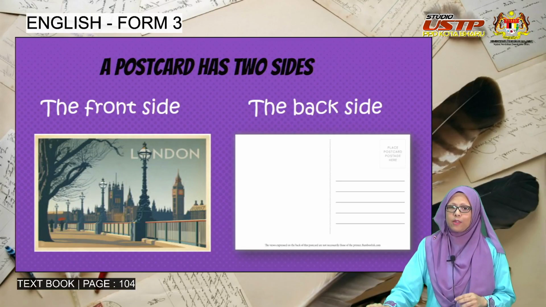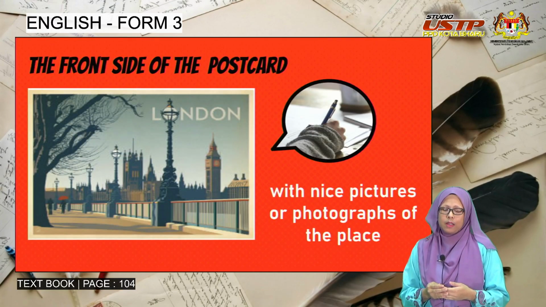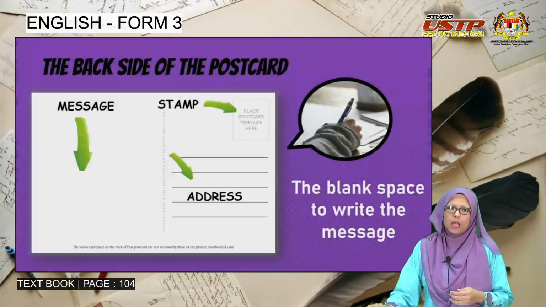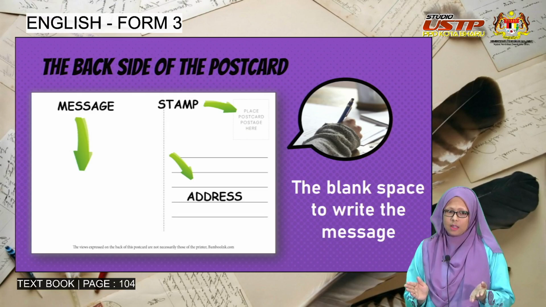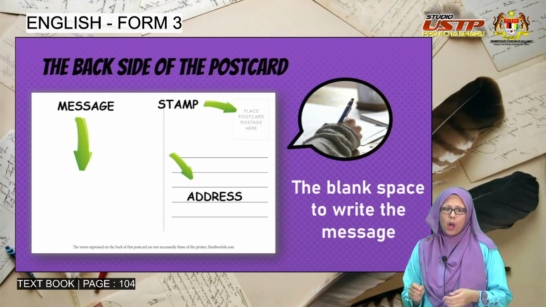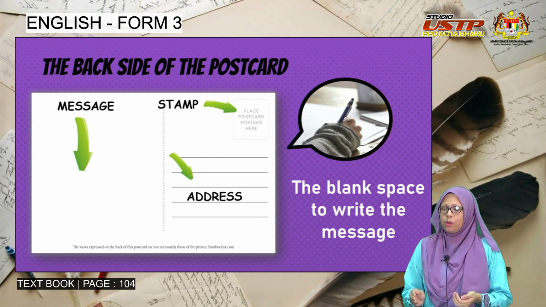A postcard has 2 sides, the front side and the back side. This is the front side of the postcard. The front side comes with nice pictures or photographs of the place, while the back side of the postcard has 2 sides. Look at the right side of the postcard. It is the place for you to place the stamp and the address of the recipient, while the left side of the postcard is the space for you to write the message to the recipient.